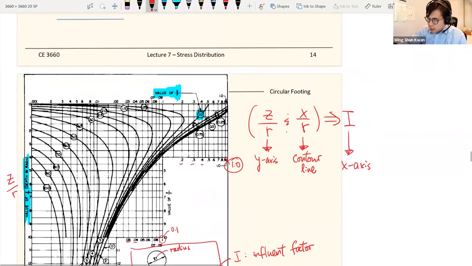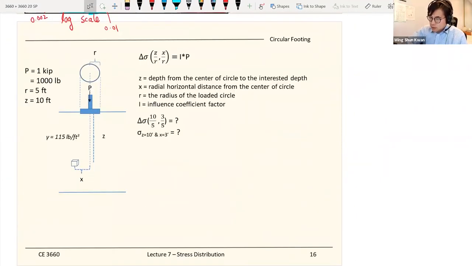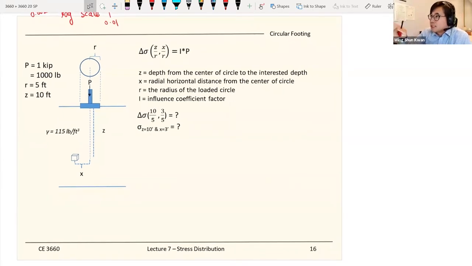Very similar to previous slide number 14, slide number 16, giving you examples, the same site, the same circular footings, the same loading, but what is different now is we have a distance away, the X distance. Now it's three feet away from the center. So X is equal to 3 feet, and Z is equal to 10 feet. So at a depth of 10 feet and a distance 3 feet away from the center of the circular footings, we want to find out the stress.